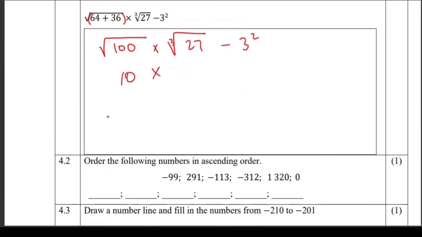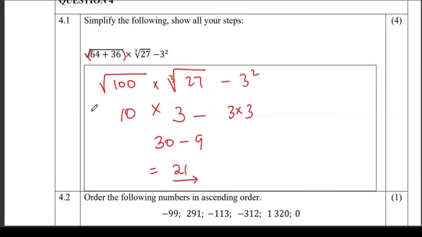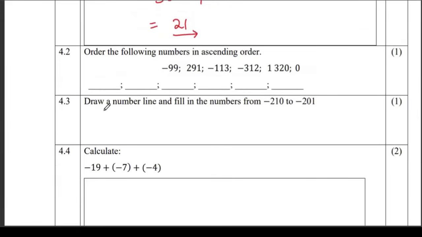The cube root of 27 is 3. 3 squared is the same as 3 times 3. What is 10 times 3? It's 30. 3 times 3 is 9. So 30 minus 9, we get 21. That becomes our answer.